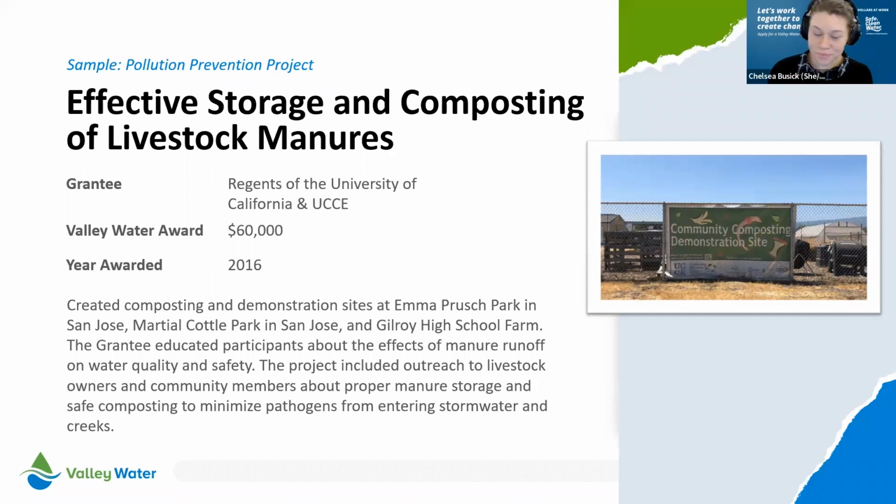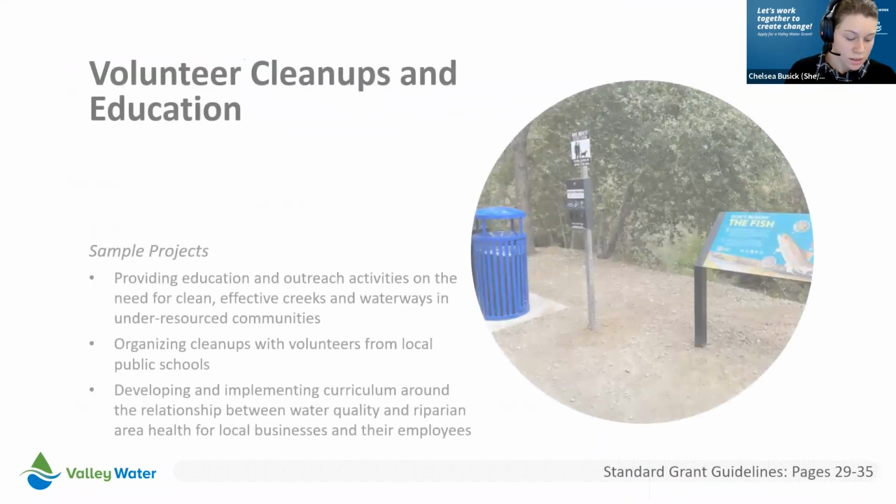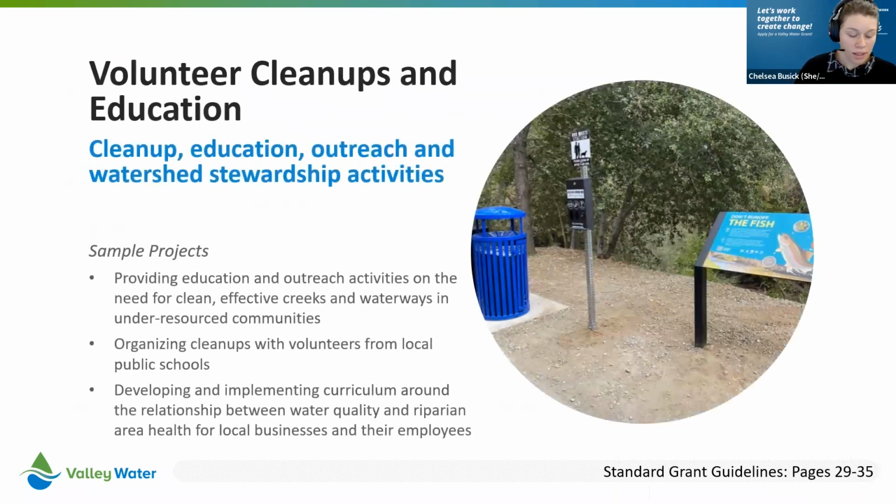Thank you. Can we go to the next slide? So next we have the volunteer cleanups and education project type. These grants are for projects that support creek cleanup, education, outreach, and watershed stewardship activities. Unlike the pollution prevention project type, the volunteer cleanups and education focuses more on addressing litter that is already in or near our waterways with an education component.